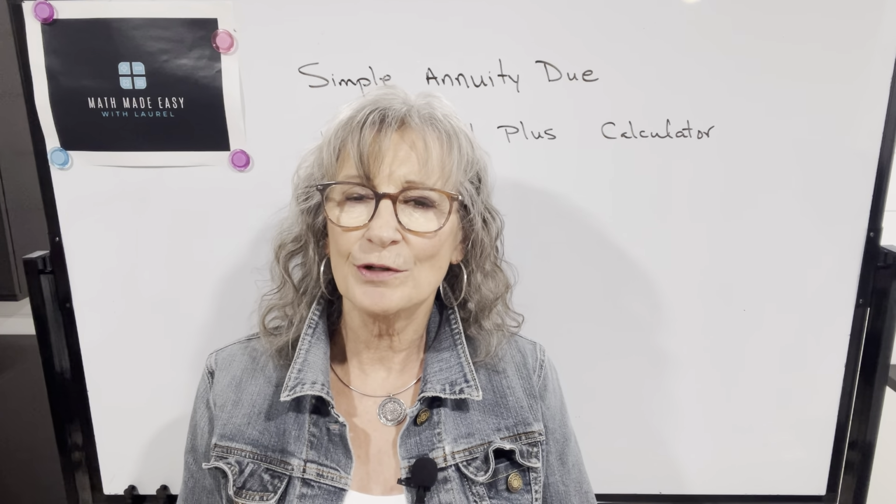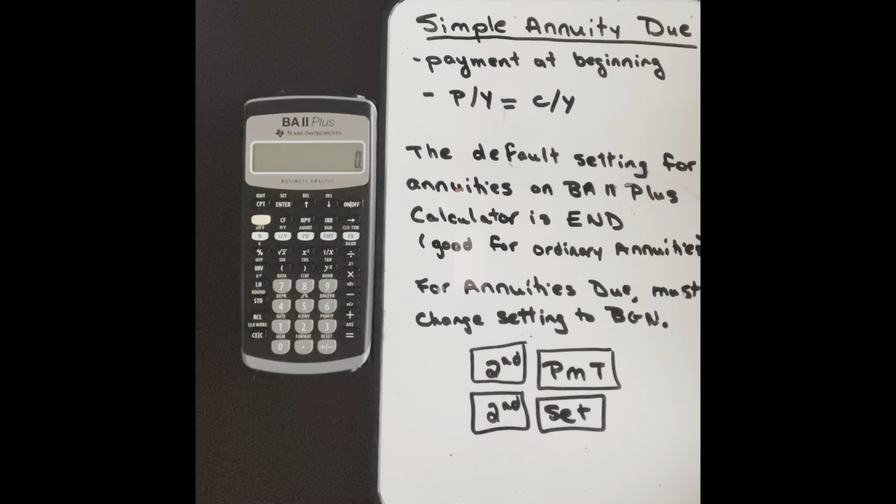A simple annuity due has the payment at the beginning of the interval, so the beginning of the month or the year. And the other condition is that the number of payments per year is equal to the number of compound periods per year. The default setting for annuities on the BA2 Plus calculator is actually for the end of the interval, which works for ordinary annuities, but will not work for annuities due.